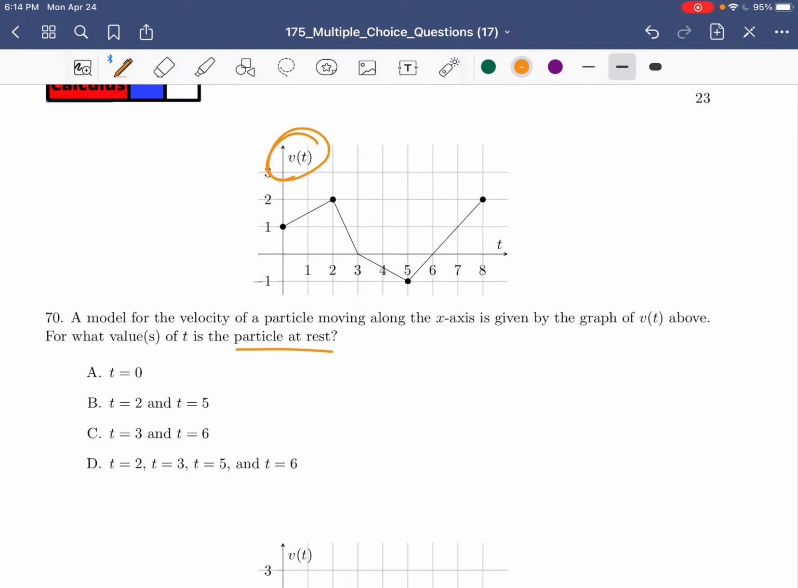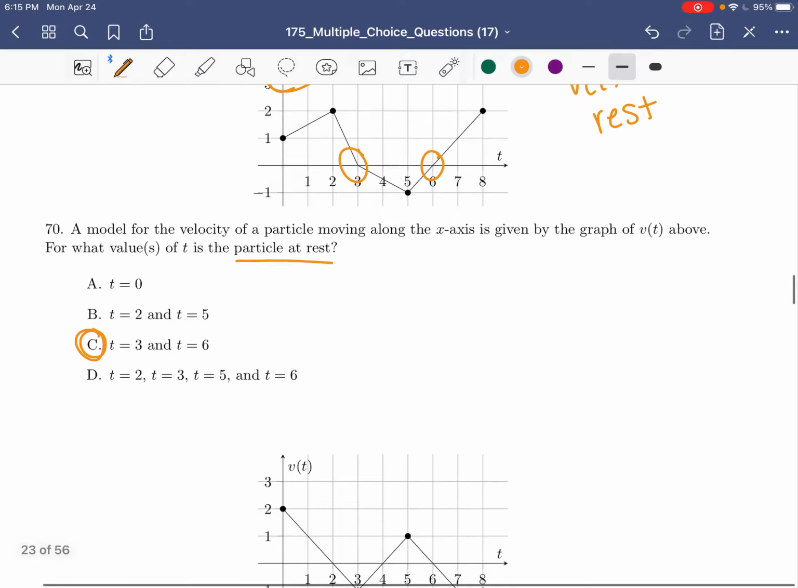Okay, here we have velocity again, and they want to know where it's at rest. So basically, we need to figure out where this graph hits 0, because when v of t equals 0, that's when it's at rest. And we can see that happens at 3 and at 6. Your answer is C.